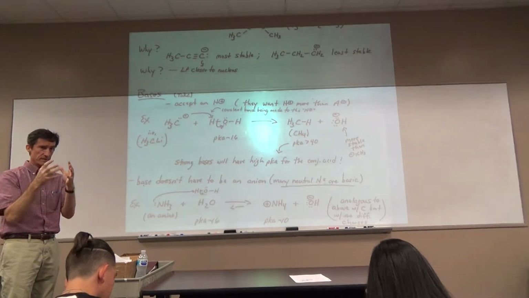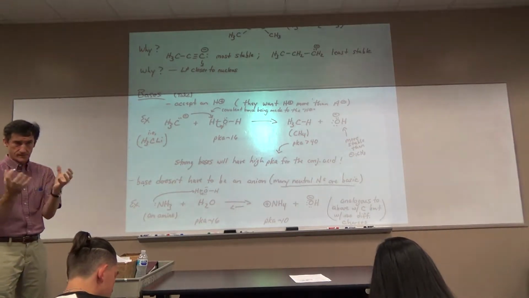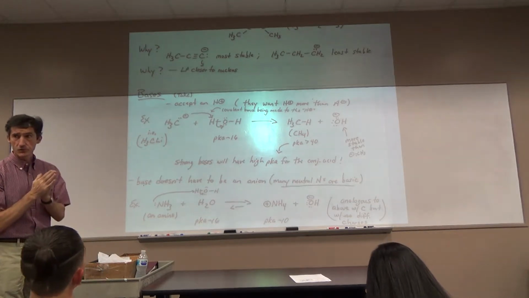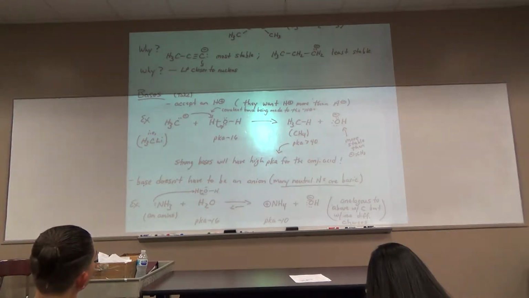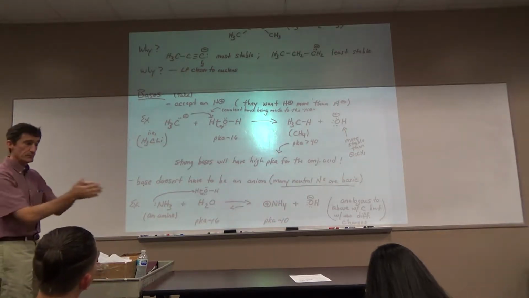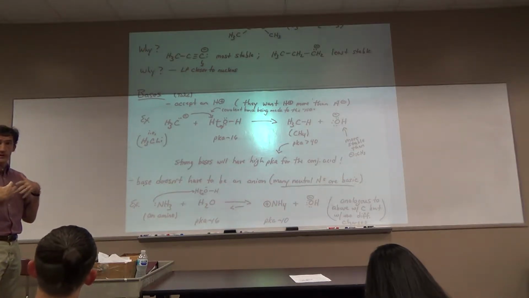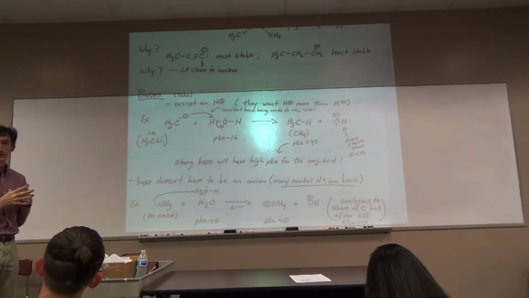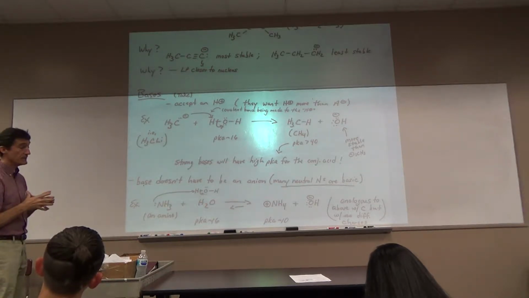How can we make there be more electron density there? We can donate electrons towards it, maybe inductively, maybe by resonance. If you pull electrons away from the lone pair area, that's decreasing the electron density at the lone pair area. That makes it a worse base.